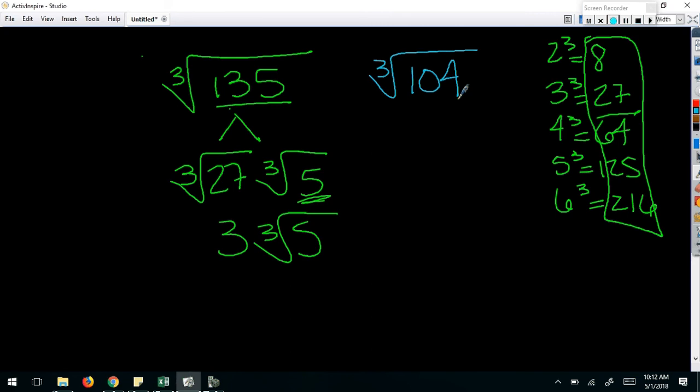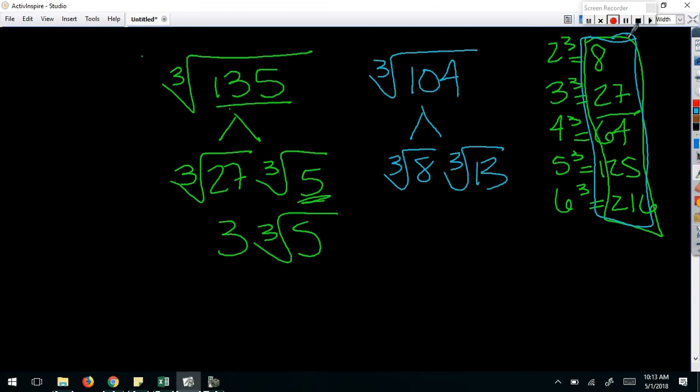8 and what? 8 and 16. Close. 14. 13. 13. 8 and 13. Remember, you want the biggest number from this side that can divide in. So now I got 2 cubed root 13. Does that make sense?